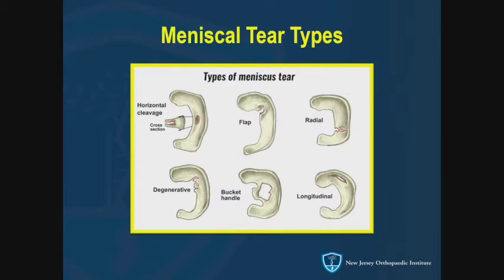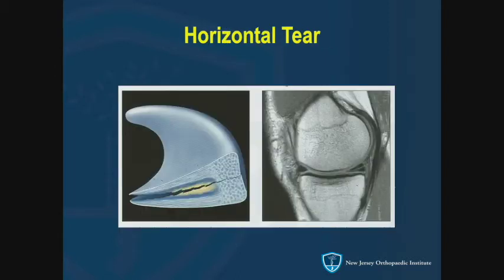We use different names to describe these tears. They're not so important. They're just more descriptive, to understand the physical nature of the tear. You'll see them described as horizontal, flap or oblique, radial, degenerative, bucket handle, where a piece is completely flipped into another part of the knee, and then longitudinal or vertical sometimes. These are just some examples of the tears, where a horizontal tear obviously speaks for itself. It's in the plane of the joint surface.